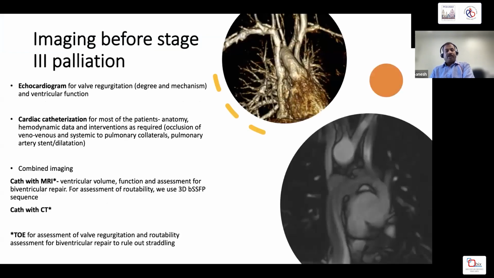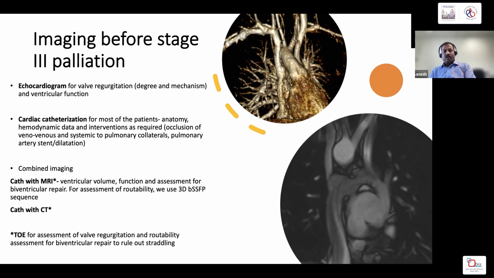So current practice in our unit is echo for assessment of valve regurgitation, both degree and mechanism, and ventricular function. We do cardiac cath for most of the patients for anatomy, hemodynamic data, and interventions as required. But in the last one year, based on high risk features, we have avoided doing cath in a few patients, but most of the patients are still having cardiac cath. We commonly use combined imaging like MRI or CT at the time of cath.